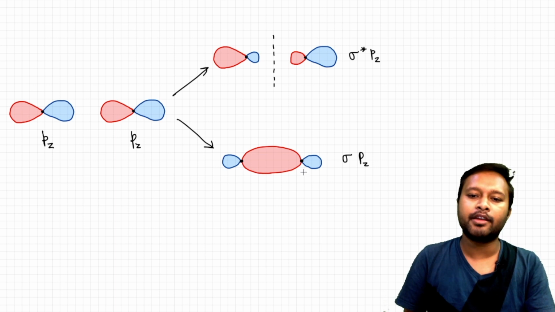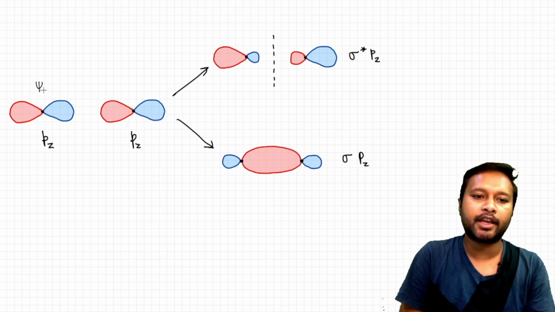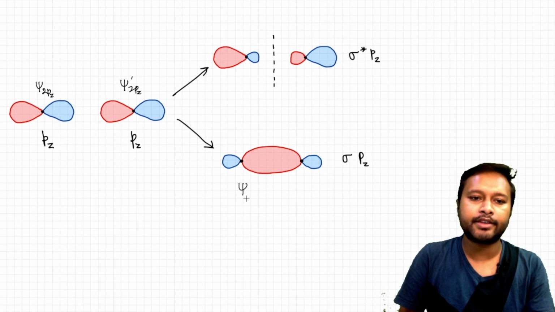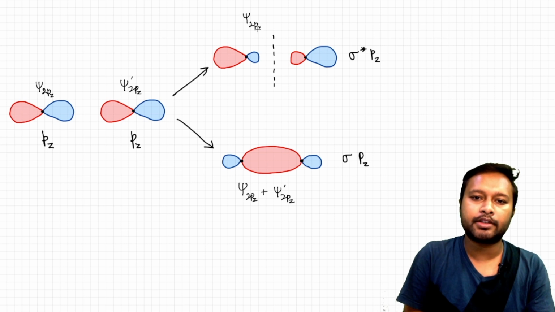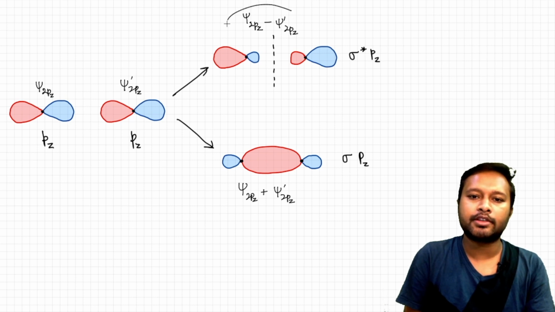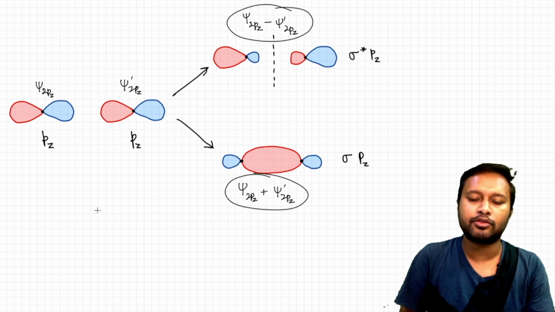When they are going to combine, they are going to combine in two ways. They are going to combine constructively and they are going to combine destructively. So if this is represented by psi 2pz, and this is psi dash 2pz, here the wave function will be represented as psi 2pz plus psi dash 2pz. And this one is going to be represented as psi 2pz minus psi dash 2pz. So this is going to be the wave function representation of these two wave functions.